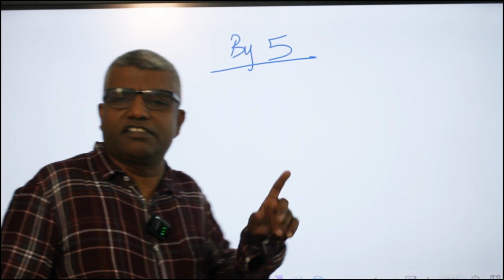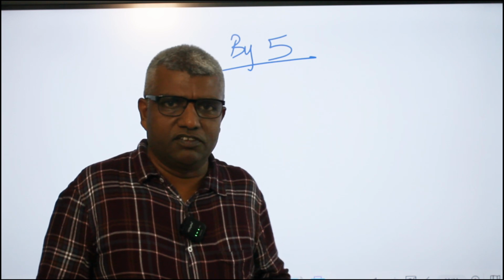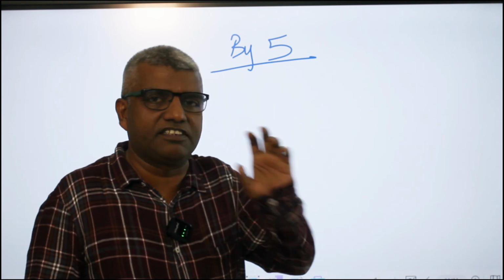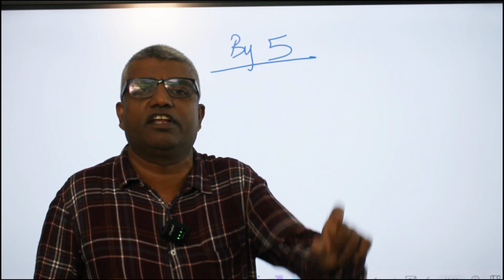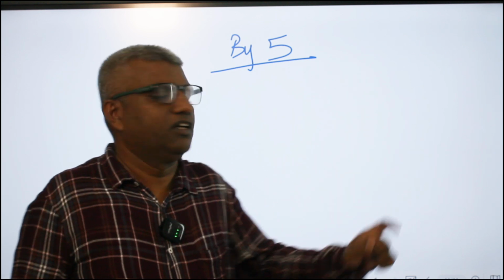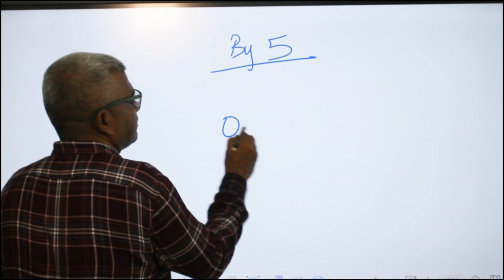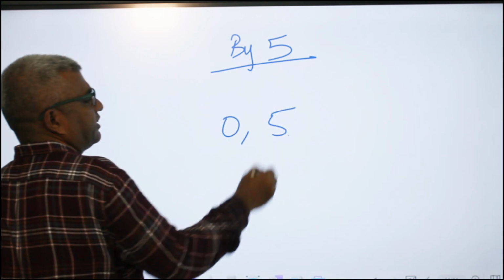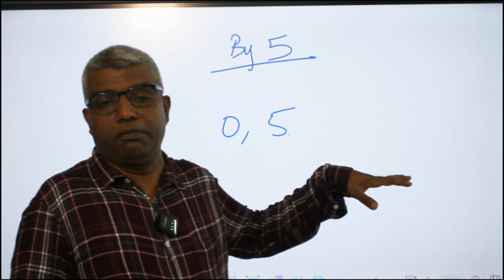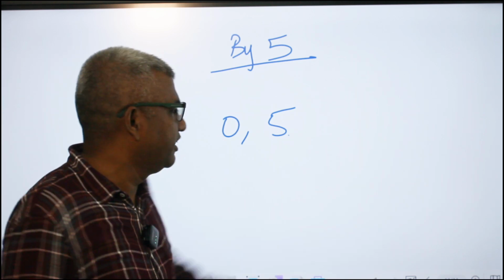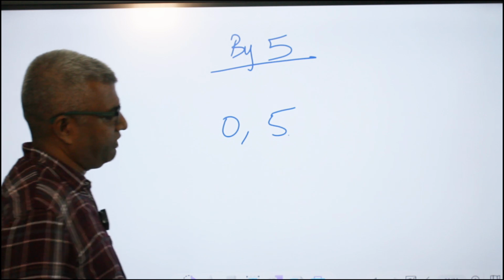Okay. Now divisibility by 5. By 5, 10 is divisible by 5. So we have to focus only on the last digit. If the number ends with 0 or 5, as the last digit, then that number is divisible by 5. You understand? Very simple, divisibility by 5.